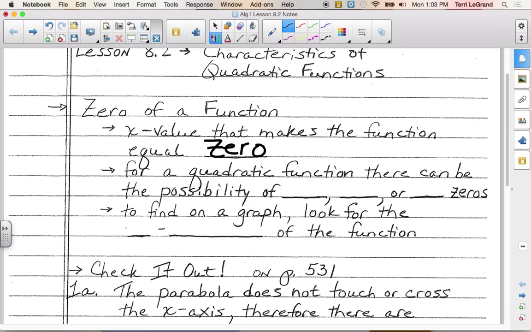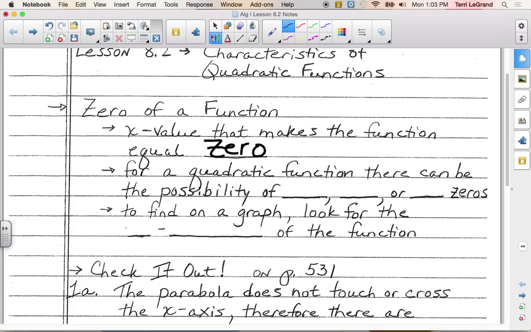So tell me, in the parent function, would 0 make the function equal 0? If we put 0 in for x? Yes, it would, because we would put 0 in for the x, and 0 squared is 0. So the zero of the parent function would be 0. It's the x value that makes the function equal 0.